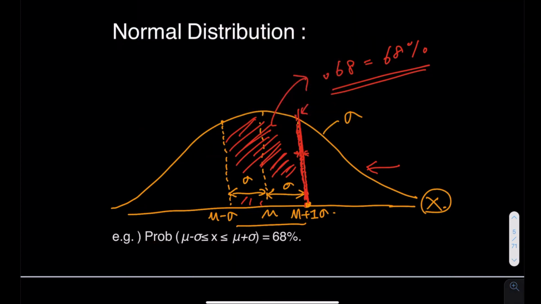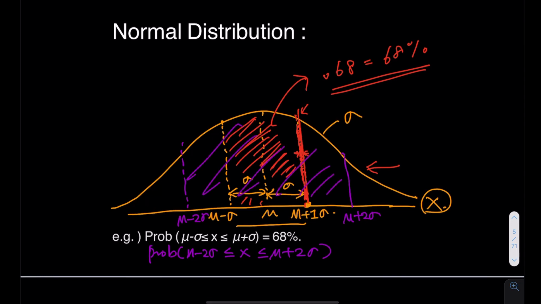Okay, now similarly, we can further increase the area. For example, let's say this is mu plus 2 sigma, and this is mu minus 2 sigma. Then what is the probability when x is between mu minus 2 sigma and mu plus 2 sigma? So in this range, the area is getting bigger, right? So definitely the probability is bigger than the previous one. And in this case, it is almost 95%, or it is 95%. So we have 95%.